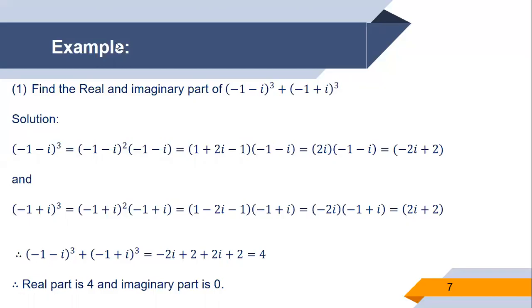Therefore the real part and imaginary part of the given complex number: minus 2i plus 2 plus 2i plus 2, so this is equal to 4. So the real part is 4, imaginary part is 0.